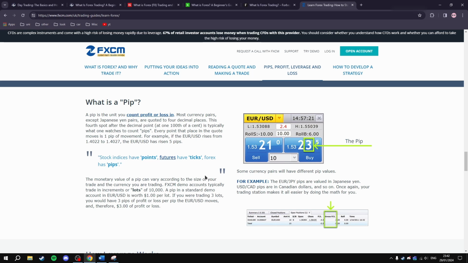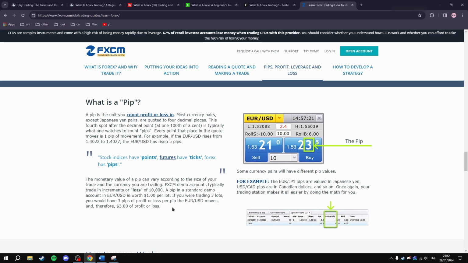Stock indices have points, futures have ticks, forex have pips. The monetary value of a pip can vary according to the size of your trade and the currency you're trading. FXCM demo accounts typically trade in increments of lots of about 10,000. A pip in a standard demo account in EUR/USD is worth $1 per lot. If you're trading 3 lots, you would have $3 of profit or loss per pip.